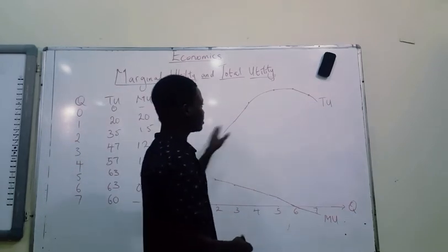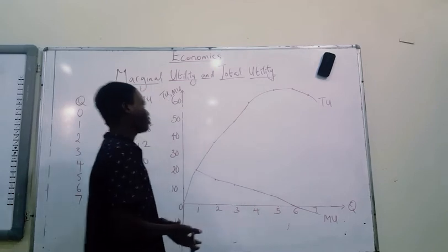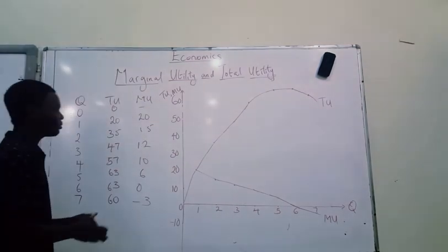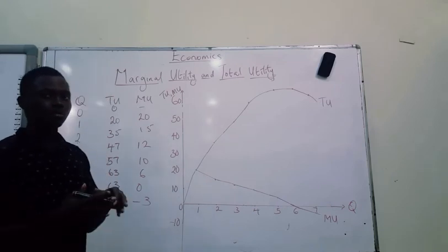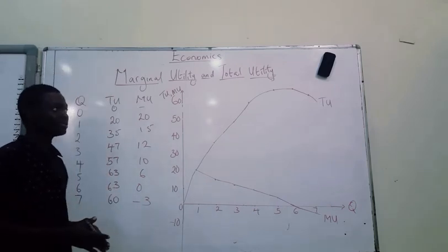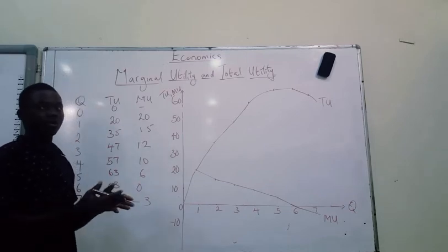before it becomes gentle later on, before getting to the maximum point and then downward sloping. So why is it steep at first? It is steep at first because the marginal utility is reducing little by little. The marginal utility is not reducing so fast as our consumer consumes more of the commodity.